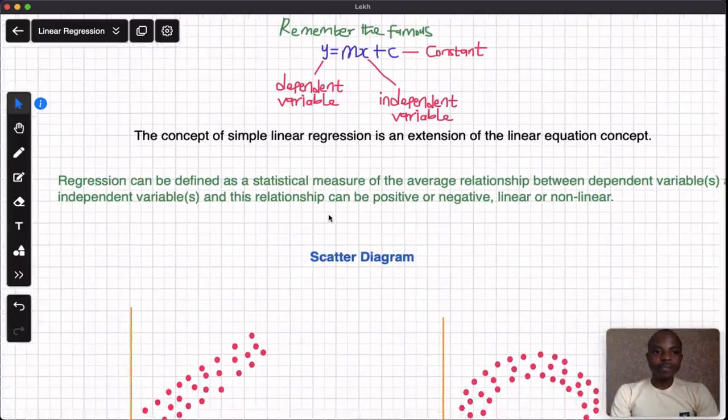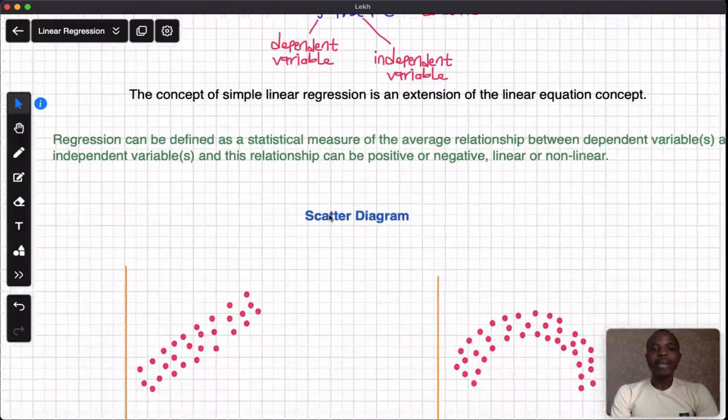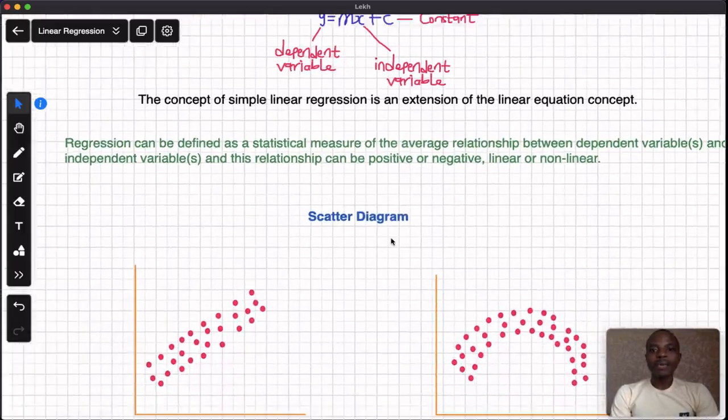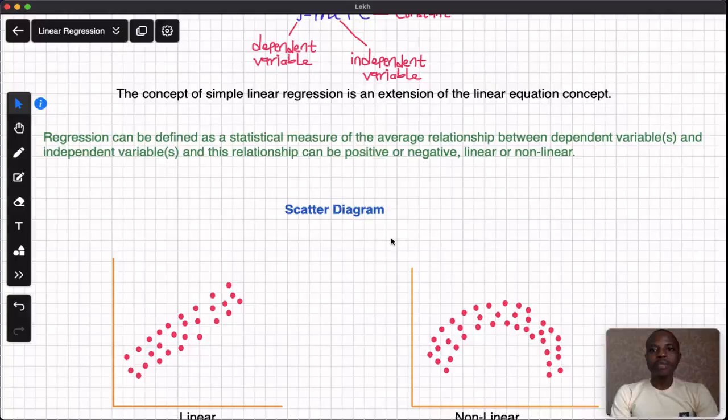Now, regression can be defined as a statistical measure of the average relationship between dependent variables, and it may be one dependent variable, it may be many dependent variables, and then you have at least one independent variable. So you may have one independent variable and you may have many independent variables. And now the relationship can be positive or negative. It may be linear or not linear.